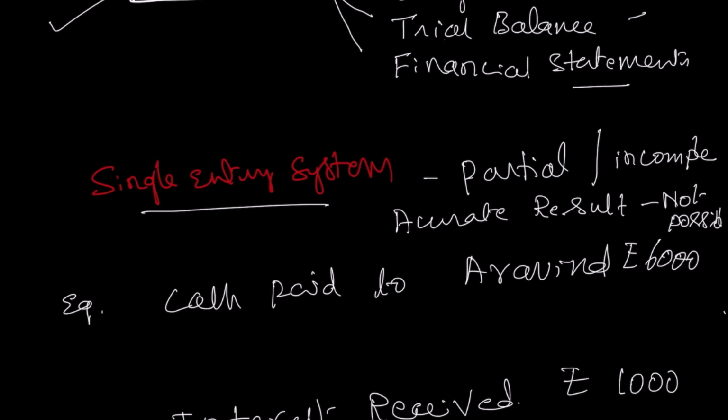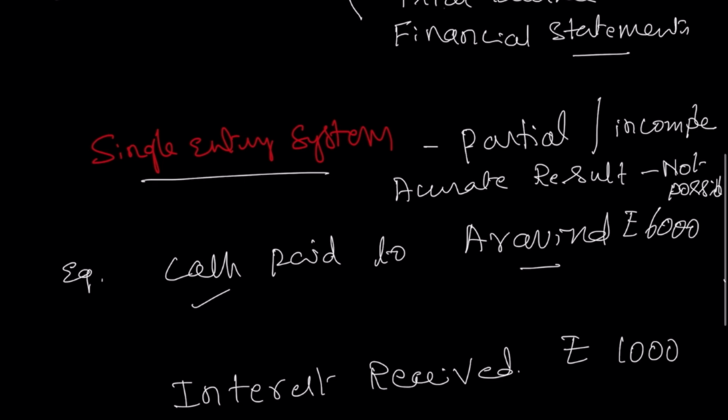For example, cash paid to Aravind. You may just make an entry in the cash account, cash paid 6,000. Or you may record it only in the Aravind account, because he may be a regular customer visiting your shop, having many credit transactions. You'll open the Aravind book and make a record, and not enter it in the cash book. So either the cash or the Aravind account, any one record will be made.